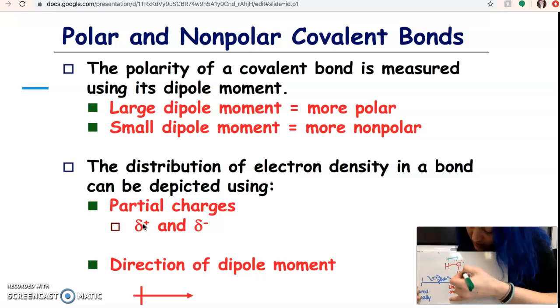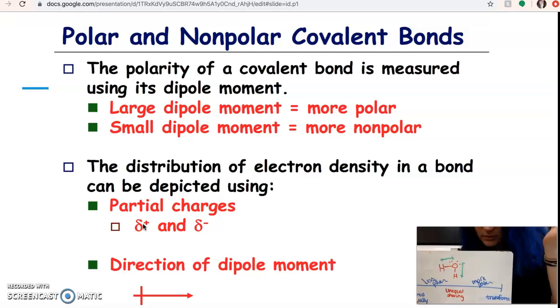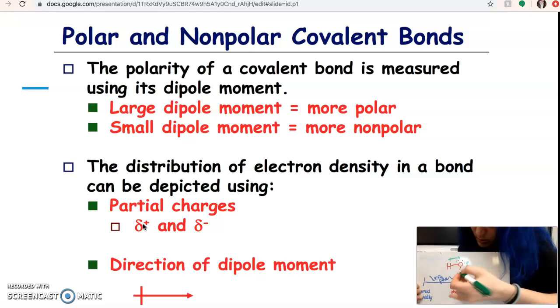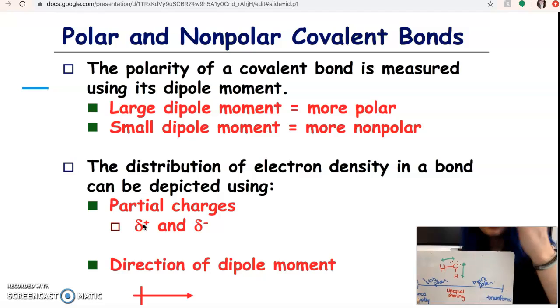And I can do the same thing for the other H-O bond. Okay, so I've just labeled my two dipole moments. These are hideous arrows. Okay, that's how you do that.